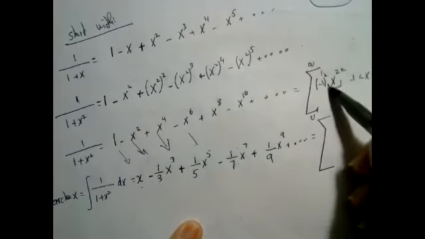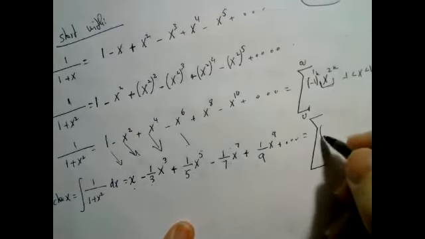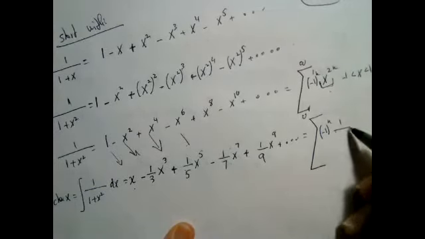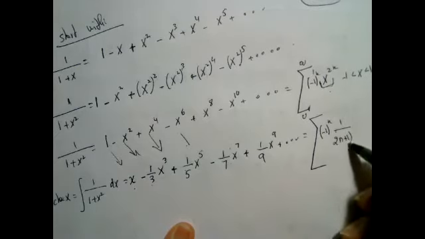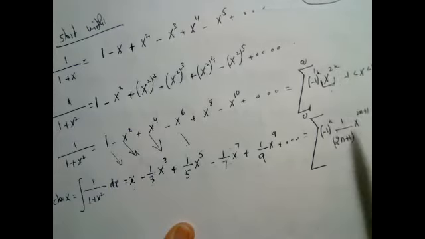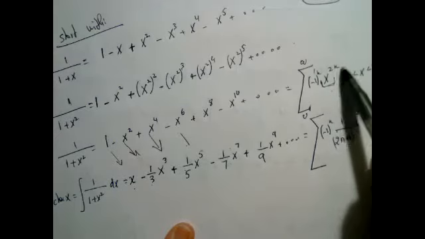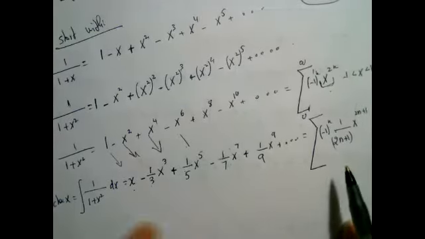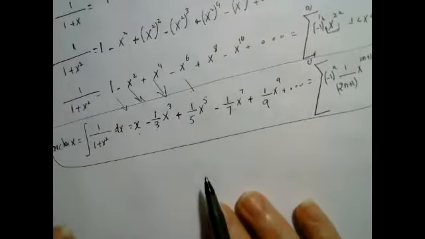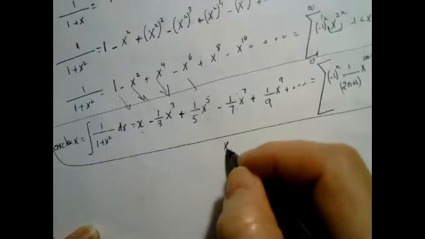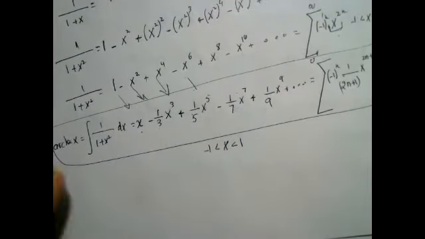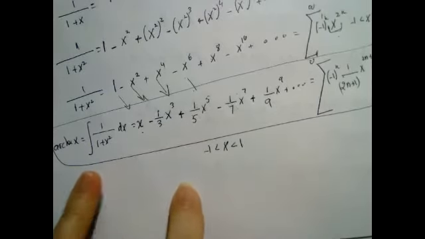I'm integrating each term. So this will become (-1)^n. The antiderivative of x^(2n) is 1 over (2n+1) x^(2n+1), because for the antiderivative of x^(2n), you add a power: 1 over the power plus 1, x to the power 2n+1. And this will give me the power series of arctangent, for x between -1 and 1. So using what we know, finding the power series of arctangent becomes much simpler.